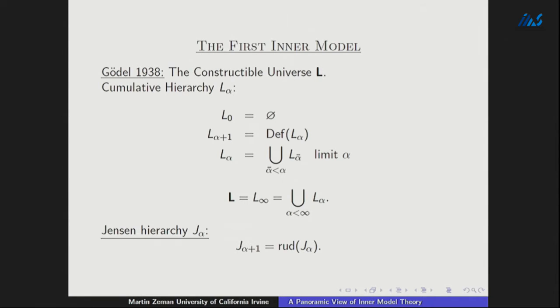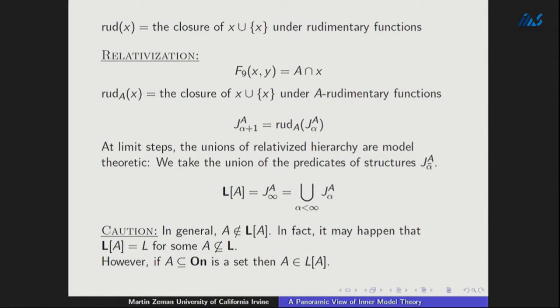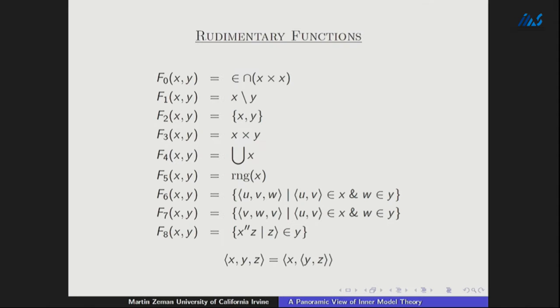So the point is that the next level, it's a cumulative hierarchy. We take unions at limits, but at the next level we just take things which are definable. Alternatively we could do something a little bit different. We take this, and that would be the closure. This rud of x is the closure of x together with singleton x under rudimentary functions. And those are the functions. The point is, these functions are very simple, and it's a finite list.